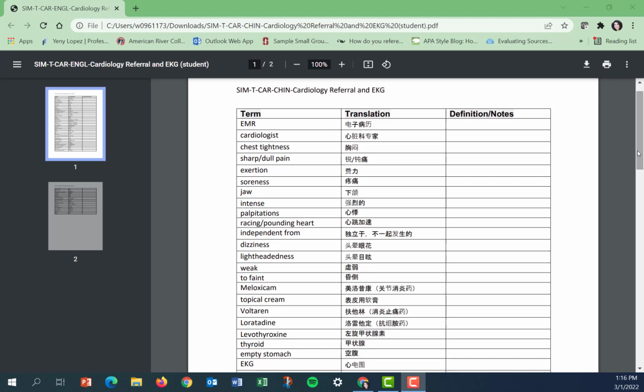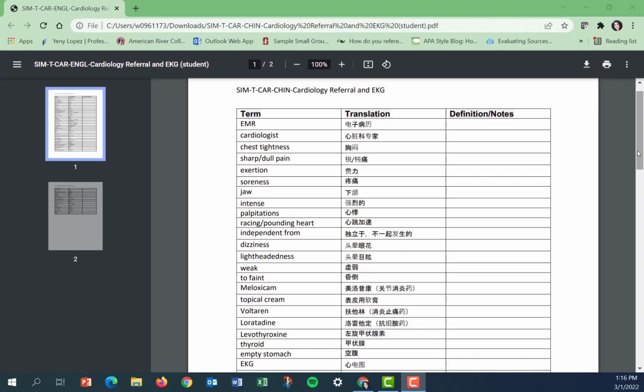Dizziness, lightheaded, lightheadedness, weak. Have you ever fainted? Do you ever feel like you are going to faint? The name of a medication, meloxicam. Meloxicam. Topical cream. Remember, topical cream means cream that goes over the skin.